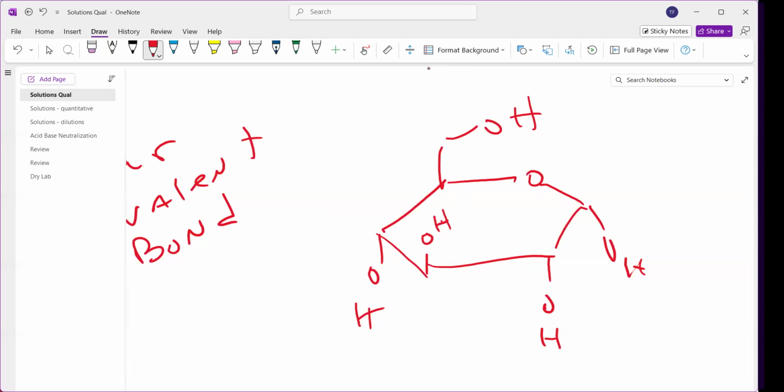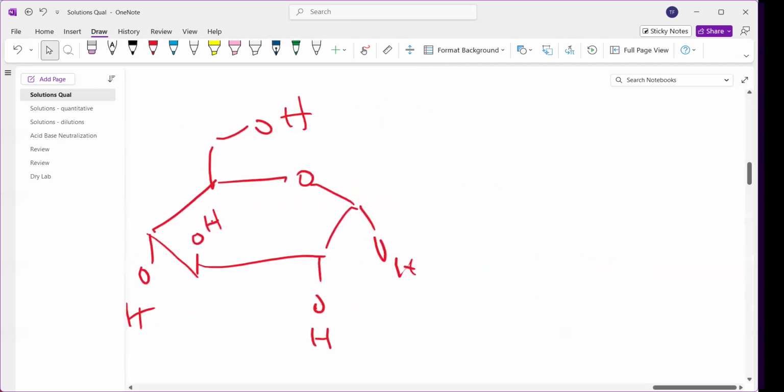Does that make sense? The more polar parts, and in organic chemistry we say functional groups, the more polar the functional groups, the more polar the overall molecules. So this is why sugar and water are homogeneous. It's because sugar's polar, water's polar.